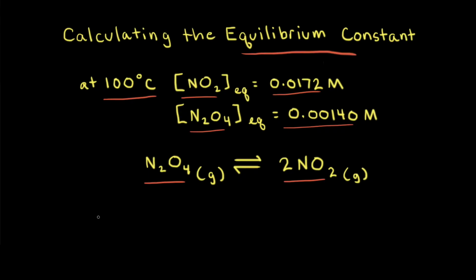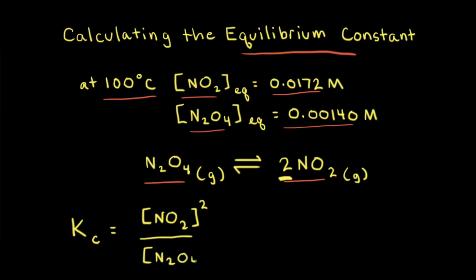To calculate the equilibrium constant for this reaction at 100 degrees Celsius, we first need to write the equilibrium constant expression. We can write it by using the balanced equation. We start by writing the equilibrium constant, symbolized by K, and since we're dealing with concentrations, we're calculating Kc. Kc is equal to products over reactants, so this would be the concentration of NO2 raised to the second power, since there's a coefficient of 2 in front of NO2, divided by the concentration of our reactant, N2O4. Since there's an implied 1 in front of N2O4, this is the concentration of N2O4 raised to the first power.